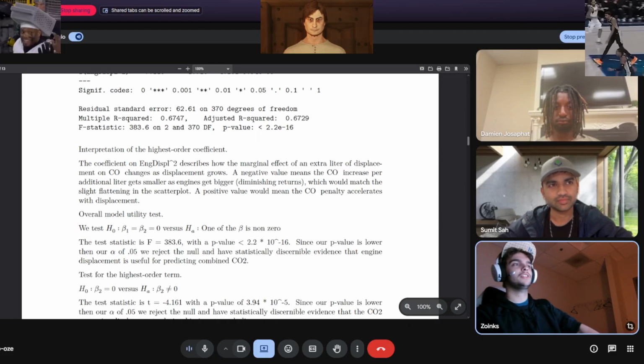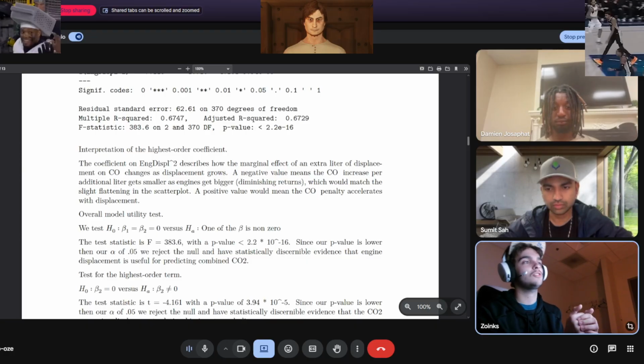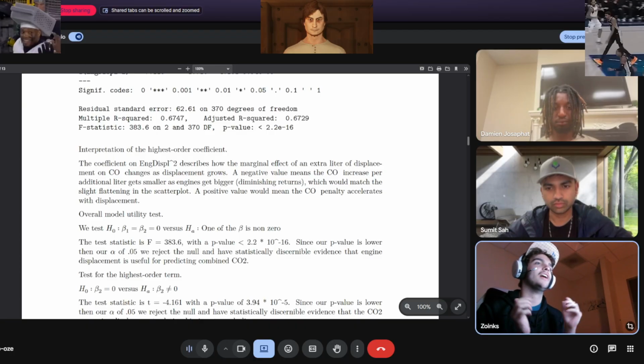So for our model utility test, for the first one, we found an F score of 383.6 and a p-value that was next to nothing, 2.2 times 10 to the negative 16th. Assuming an alpha of 0.05, we immediately reject the null, and we have statistically discernible evidence that displacement is useful for predicting combined CO2.